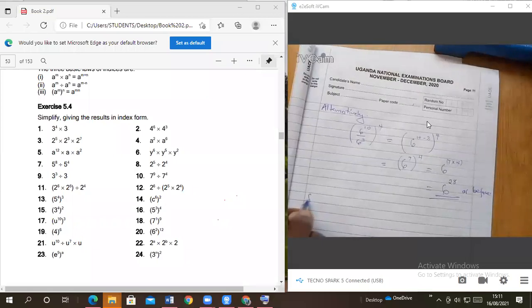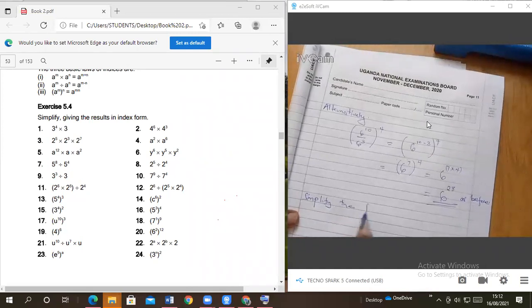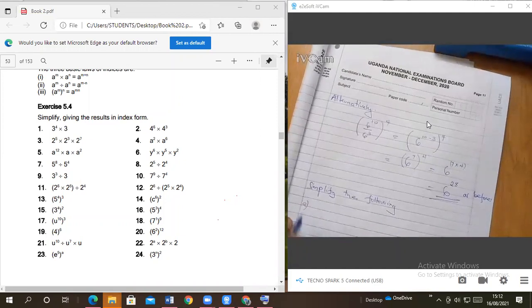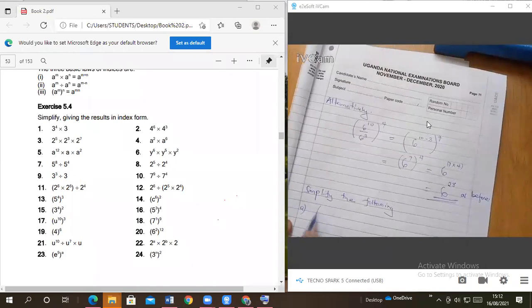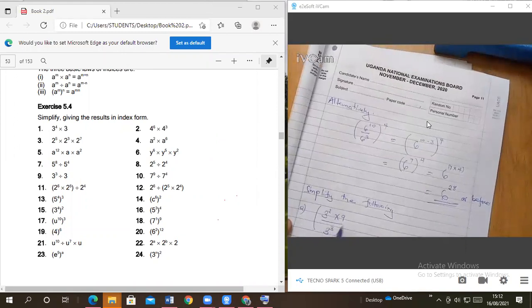So simplify. Simplify the following. A. The first one I have 3 to the power 2 times 9 divided by 3 to the power 3, then is raised to the power 4.